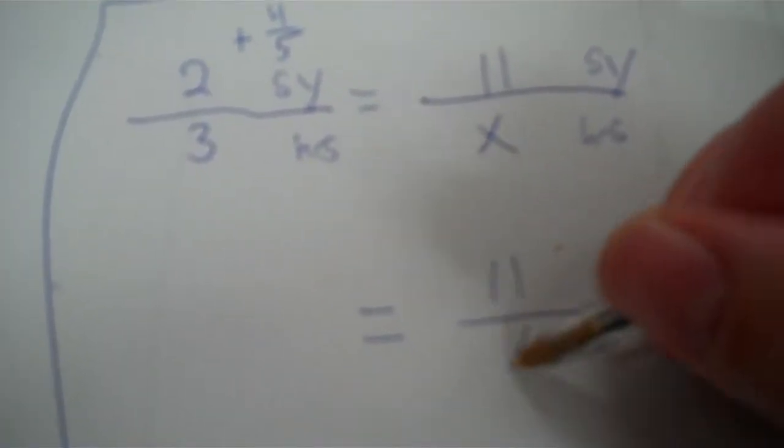It's important you get your units right. So I know I have 11 over X here, but this is going to change because I'm going to add those together. I'm going to take 2/3 plus 4/5. 1 7/15. There's two things you can do with that.